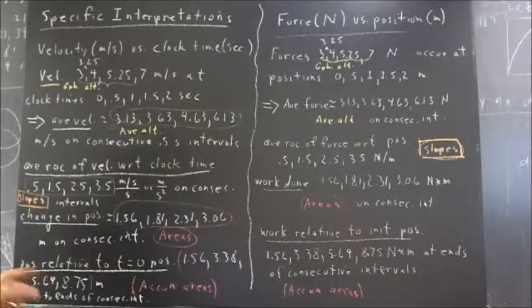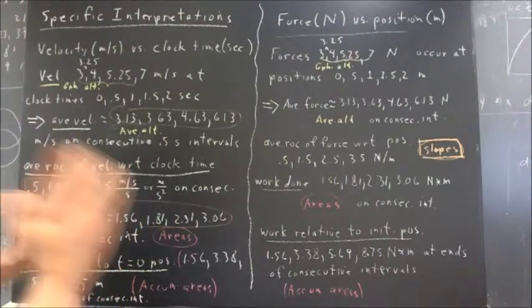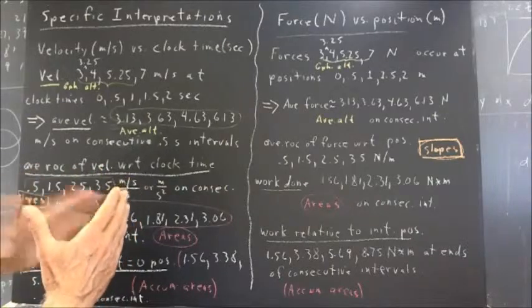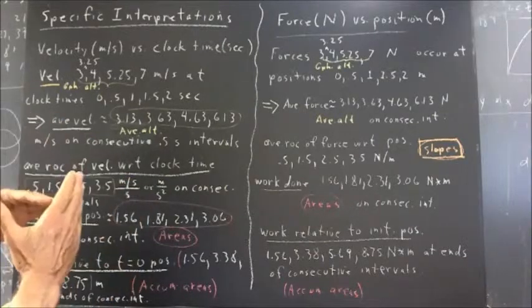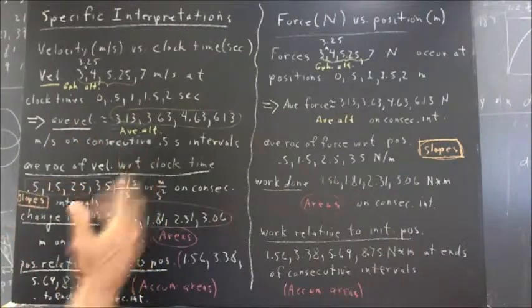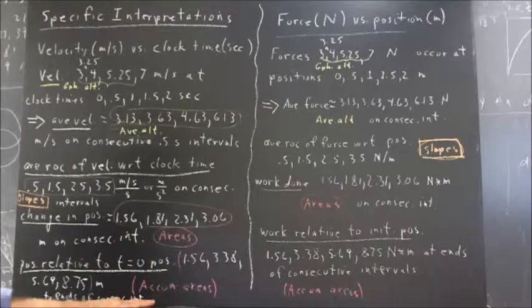Okay, and then our positions relative to the t equals 0 position will be the accumulated areas, because for each new trapezoid we add the change in position corresponding to that trapezoid to the accumulated change in position up to the beginning of that trapezoid, and we get the change in position through the end of the trapezoid, from the initial instant through the end of the given trapezoid.